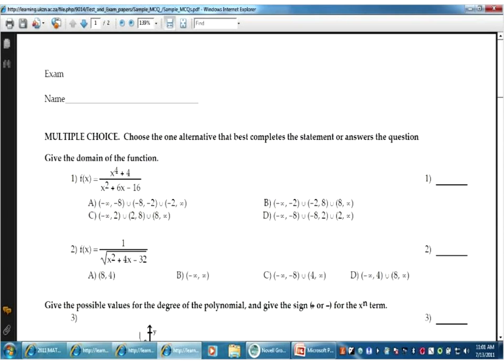This slide deals with the sample MCQ questions that were given to the students. This was available online. It gave them an idea of the type of questions that they could expect. This was the first time that the students were writing a multiple choice test. So they wanted to know what type of questions to expect.